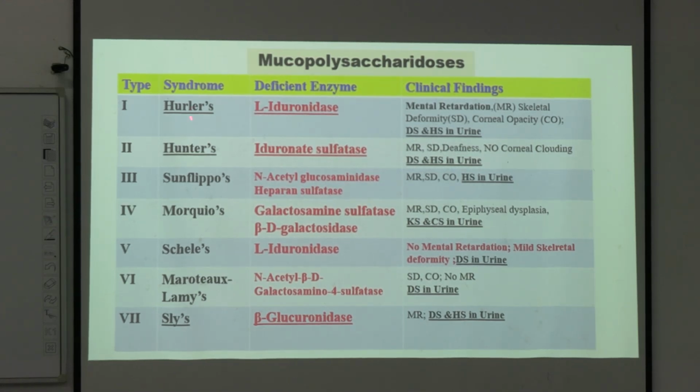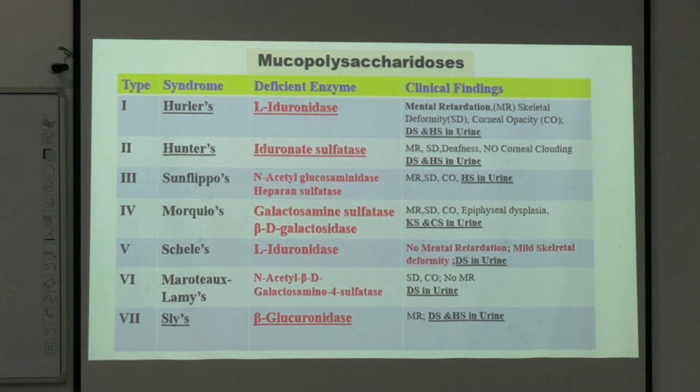Now if you look at Hurler disease and type 1 and type 5 Scheie, both have L-iduronidase deficiency. But if you look at the clinical picture, here there is mental retardation, but there is no mental retardation. Here there is skeletal deformity, but there is mild skeletal deformity. Here both dermatan sulfate and heparan sulfate are present in the urine, but here only dermatan sulfate is present in the urine. So you make a chart and try to remember all the diseases. There is Sanfilippo, there are 4 types A, B, C and D. Morquio, there are 2 types, A and B. Scheie's disease is again iduronidase deficiency.